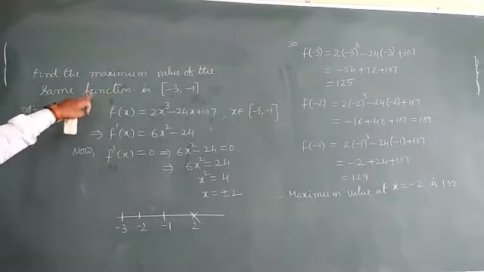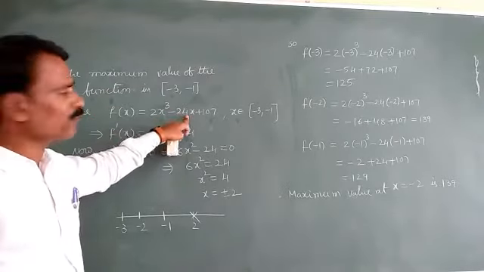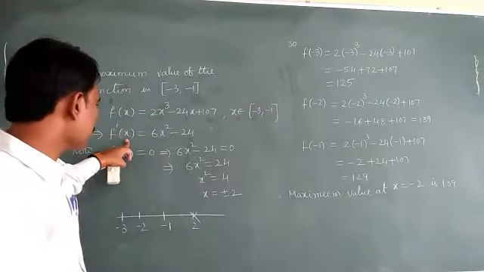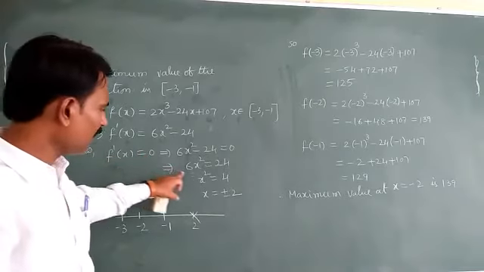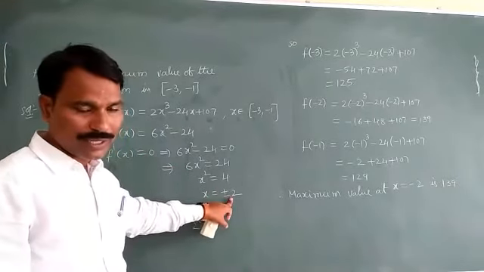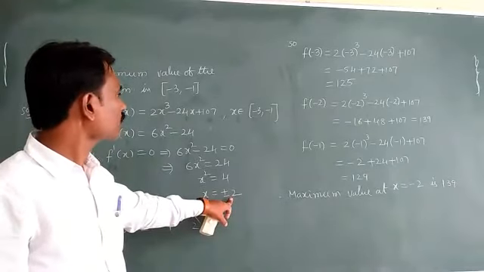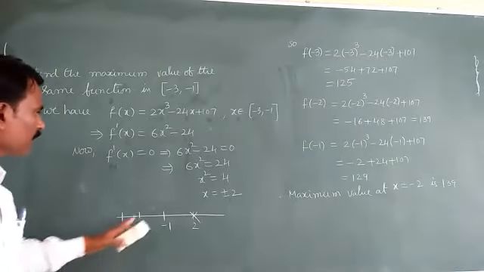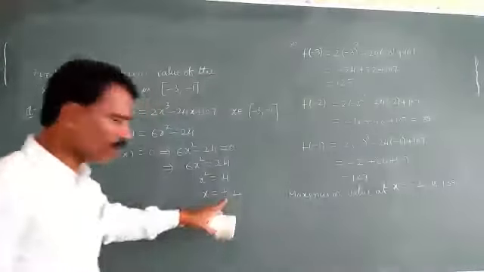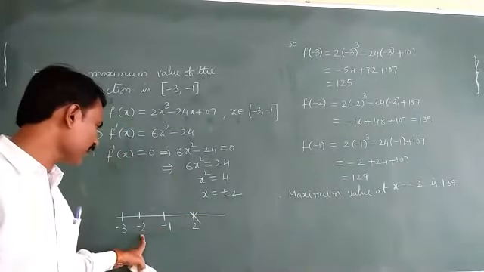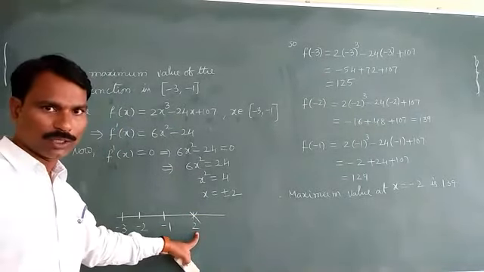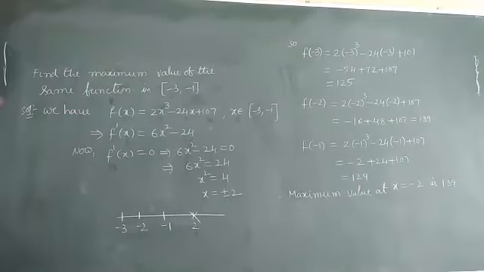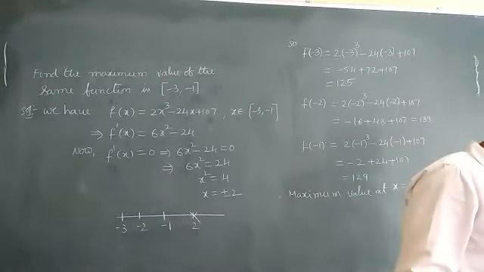Find the maximum value of the same function, 2x cube minus 24x plus 107, but x belongs to closed interval of minus 3 comma minus 1. Take the first derivative equal to 0. Then you will get x equal to plus or minus 2. Students, here we are getting plus or minus 2. And last time also I think I made a mistake. Plus 2 also I calculated. Between minus 3 and minus 1, we have to consider only one critical point, that is minus 2 only. Don't consider 2. That means in the previous question also, he said 1 comma 3, so don't consider minus 2.